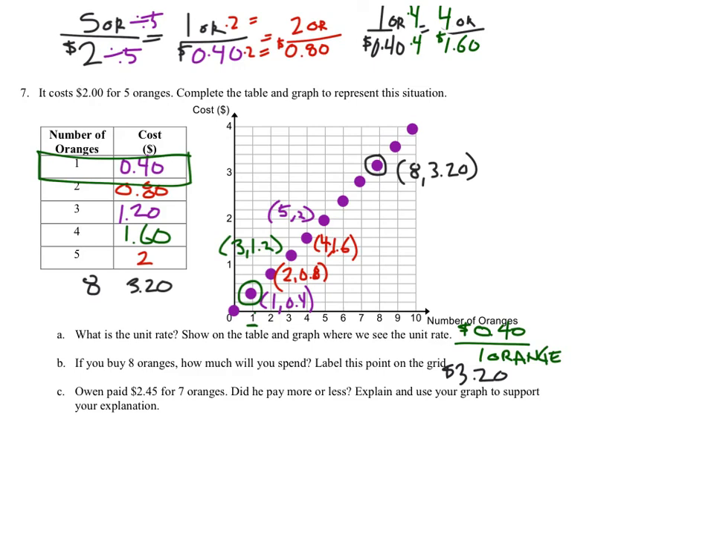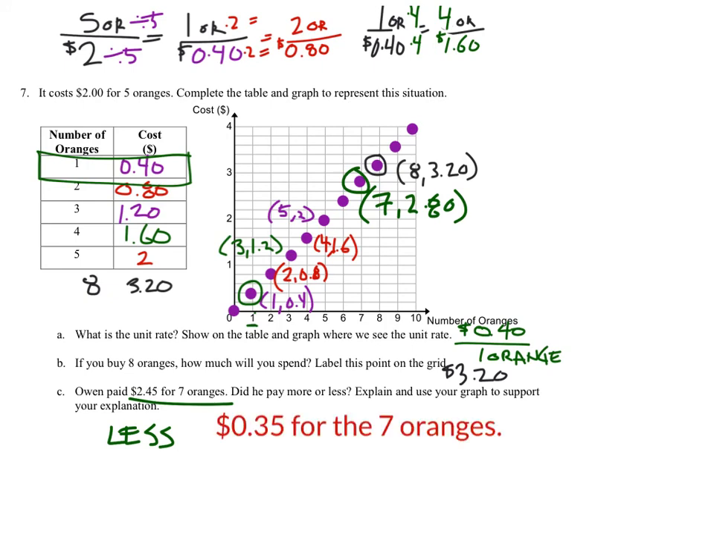Owen paid $2.45 for 7 oranges. Did he pay more or less? Explain and use the graph to support. So we can see that 7 oranges, our point up there for this one was 7 oranges for $2.80. Owen is paying less. So Owen paid less by, well, about 35 cents for the 7 oranges. Bam. There we go.